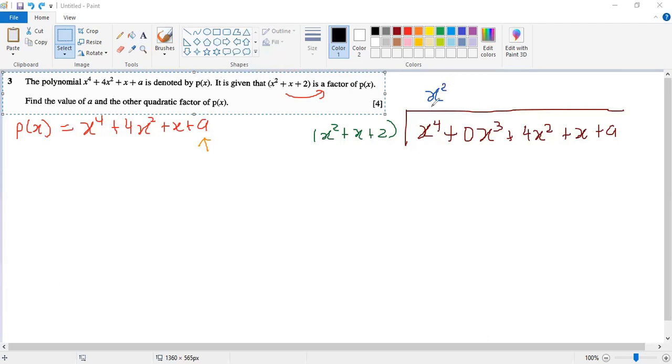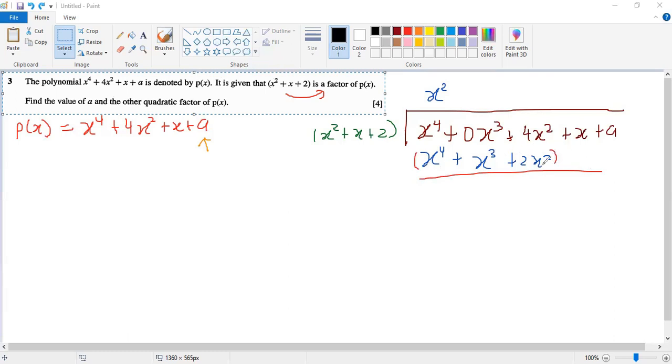So x times x squared. We make the highest power the same, just like how we do a divide. So plus x cubed. Multiply this with the divisor on the left hand side, and we get 2x squared. Please write in order; it's easy to think and say.